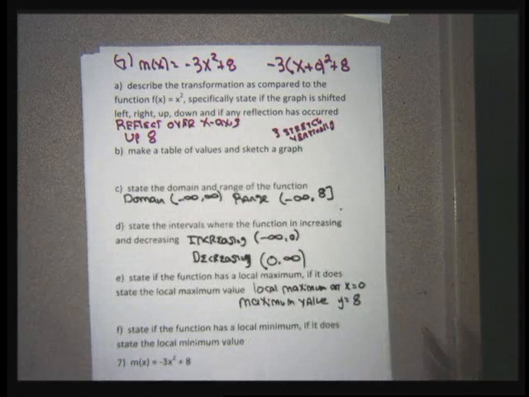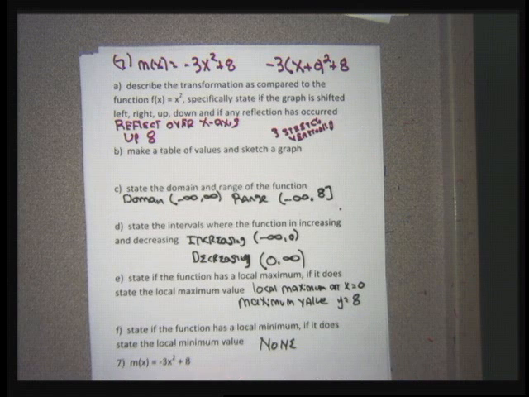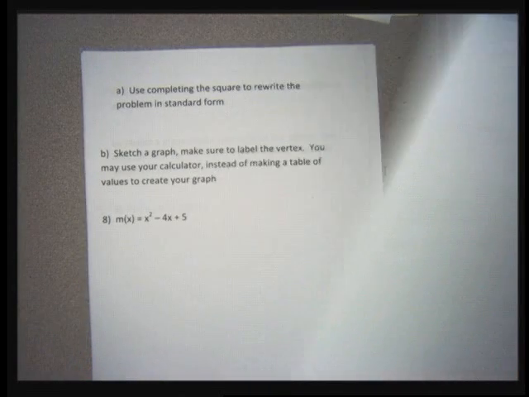It's not a minimum point. The graph doesn't have a minimum point. So in terms of a local minimum, I'm going to just say there isn't any, because the parabola has a top but not a bottom. So that's the end of that problem. That was actually number 7, I guess. Not many more problems left to go.